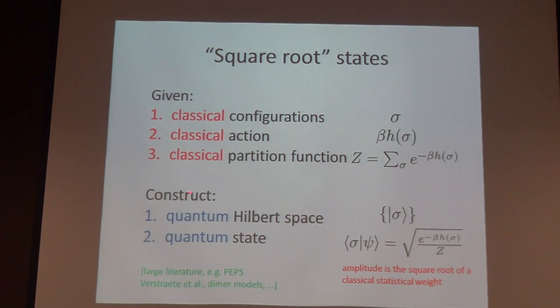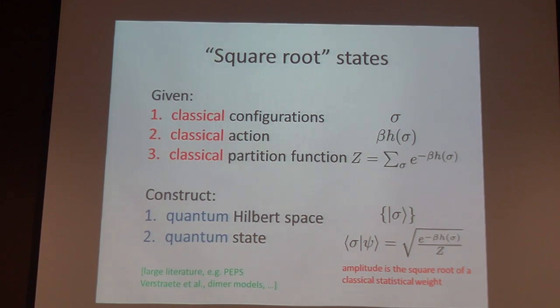And then I have a classical partition function, which is just the sum over all spin configurations of this e to the minus beta h. So this is classical statistical mechanics. Then given this classical data, I can construct a quantum system as follows. I just declare that there exists a Hilbert space with a basis labeled by one state for each classical configuration. So that's the standard sort of rule.